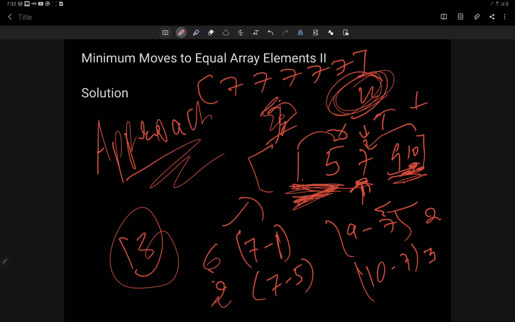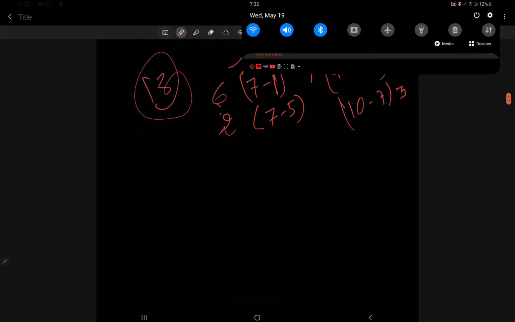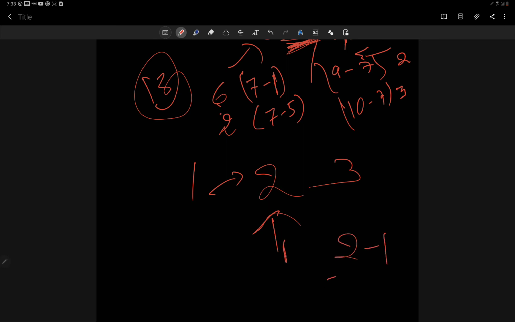I hope that's clear. Now let's move on to the example that was given to us in the question. All right, so it was 1 2 3. It's already sorted. Now we have to make it equal to 2. So we will take the difference: 2 minus 1 is 1, and 3 minus 2 is again 1. 1 plus 1 is 2, so there are 2 moves required. I hope it's clear.